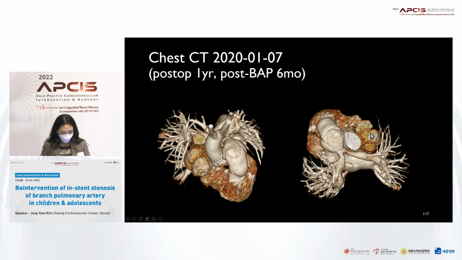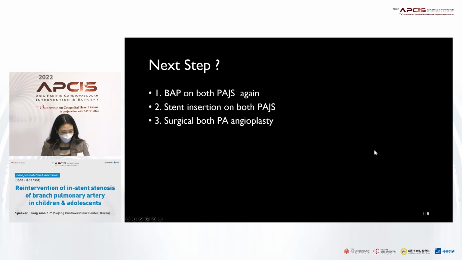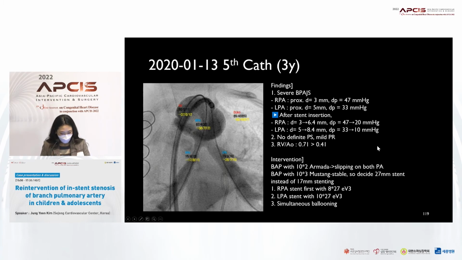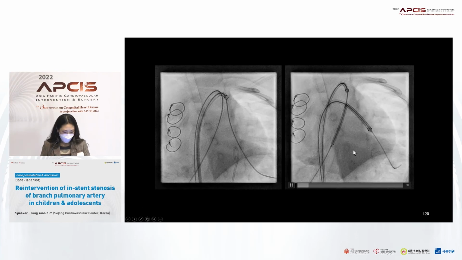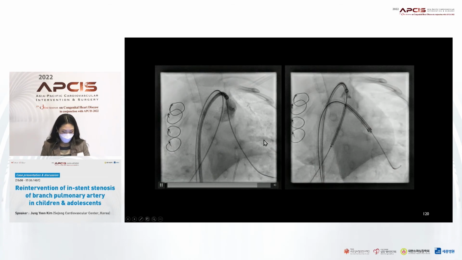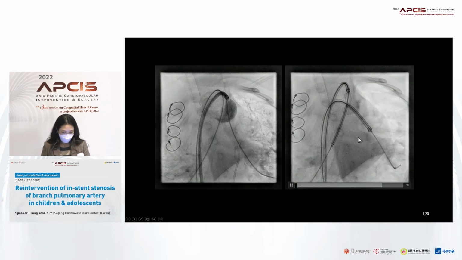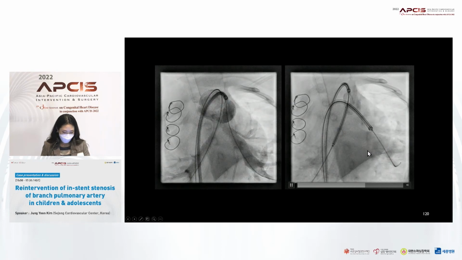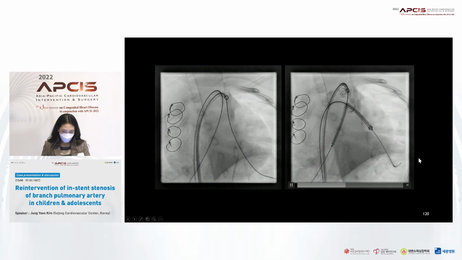Also, the follow-up CT scan showed more aggravated trifurcation site stenosis and more aggravated MPA aneurysmal change. So at the third cath, at 3 years old, we decided to try simultaneous bilateral PA stent insertion again using long length balloons. We checked both PAs by angiogram, positioned the 2 stents at the landing zone, and then checked the position by angiogram also.